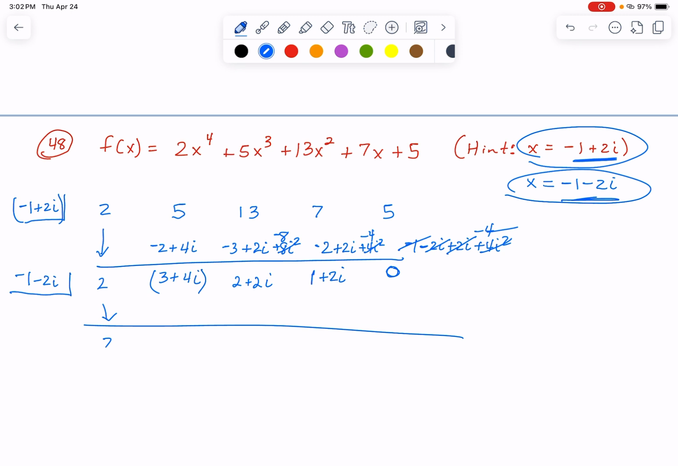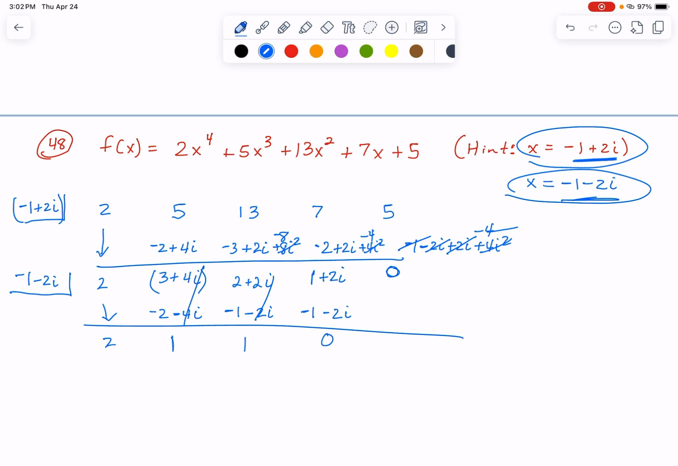So drop the 2, and it'll be a negative 2 minus 4i. The 4i's are going to cancel, so you get 1. Multiply by 1, I get negative 1, right? Minus 2i. The 2i's cancel, and I get a 1. Multiply by 1, I get negative 1 minus 2i, and I get my remainder 0.